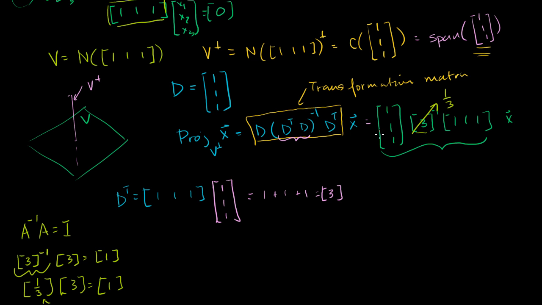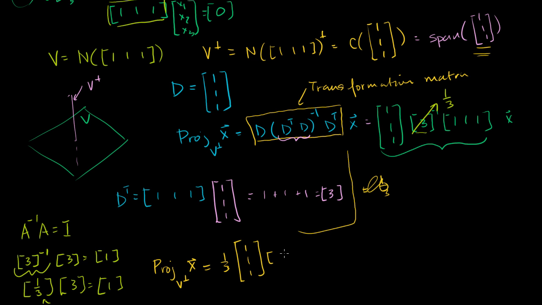And we could actually just take that out. It's a 1 by 1 matrix, which is essentially equivalent to a scalar. Actually, I don't want to confuse you. Let me rewrite it. So we get the projection of any vector in R3 onto the orthogonal complement of V is equal to 1/3 times the vector 1, 1, 1, or the matrix 1, 1, 1, times that matrix transpose 1, 1, 1. And then all of that times x.